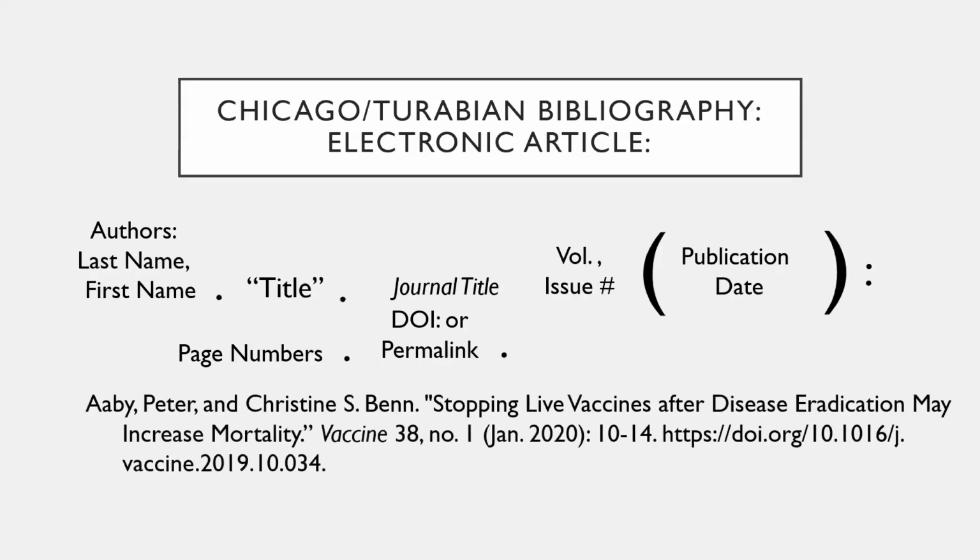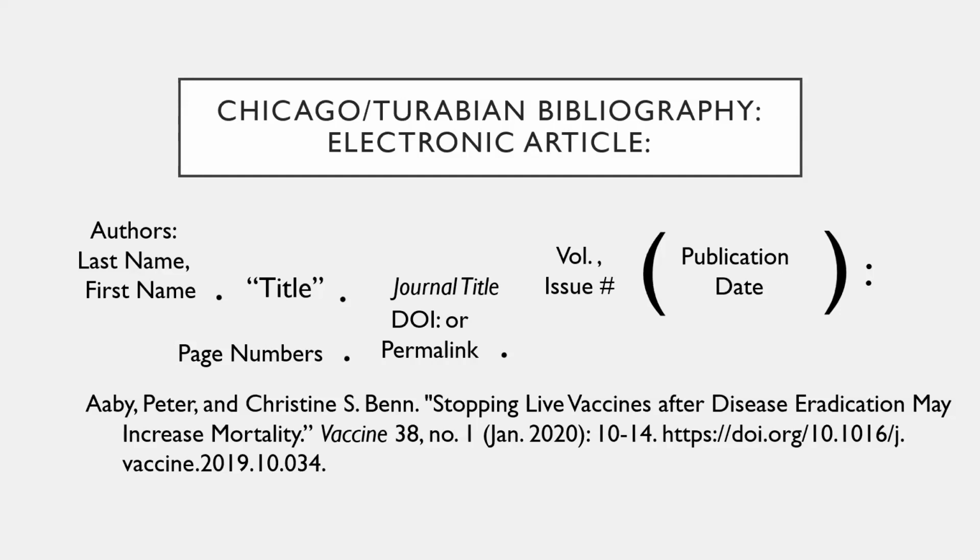So this is very similar. All you really do is invert the last name and the first name and replace things with periods. So I have the authors with only the first one inverted. And then I have my title, which is in quotations. The journal title is italicized. And then I have the volume number, which is 38. And then I have the number 1, and I have January 2020, the page span, and the HTTPS in front of the DOI and the DOI. So that is an electronic article.